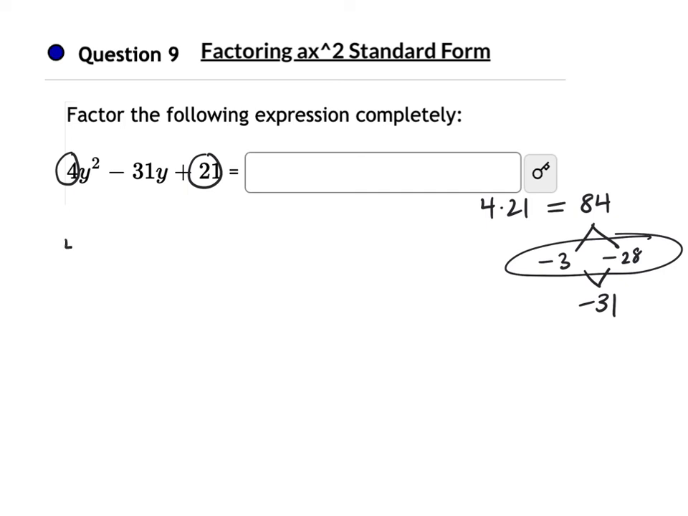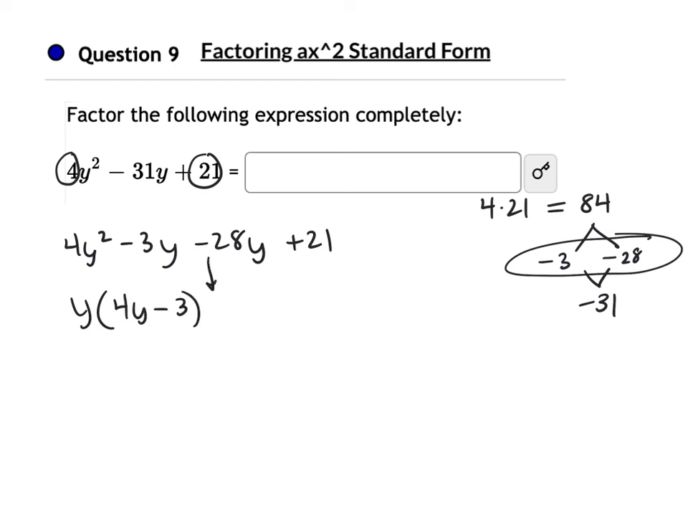Rewrite the middle term, 4y squared. You can go either one, minus 28 or minus 3. I'll do minus 3 for variety. Minus 3y minus 28y plus 21. The first two only have a y in them. Y times 4y minus 3. Bring down the minus. Last two have a 7 in them.